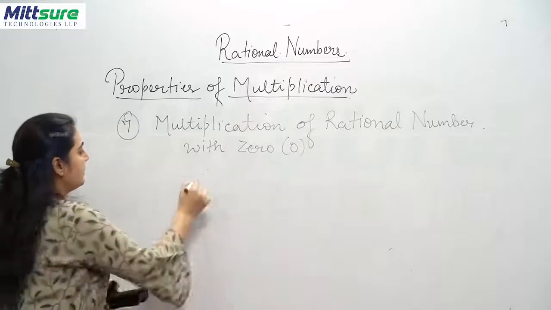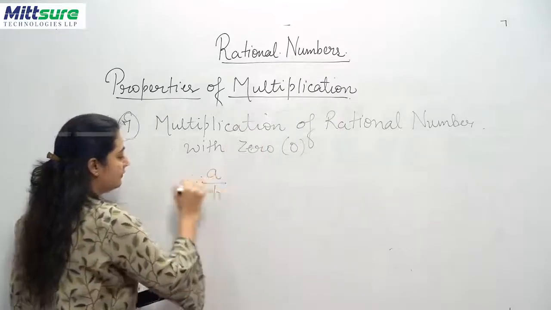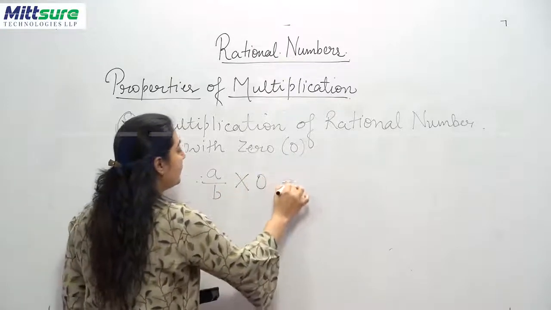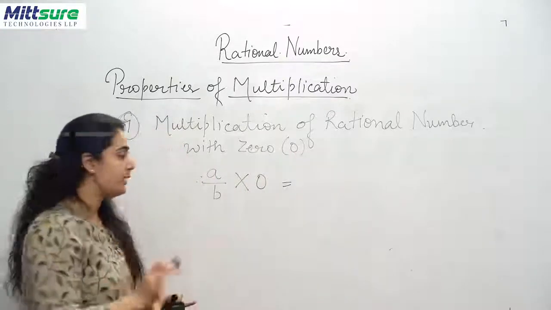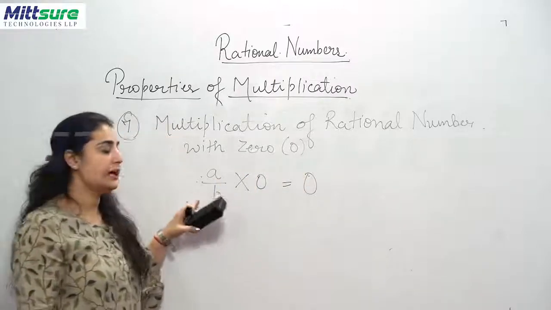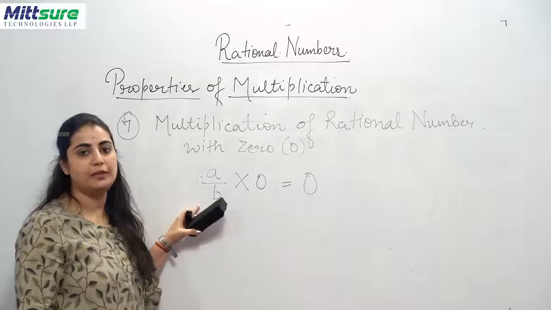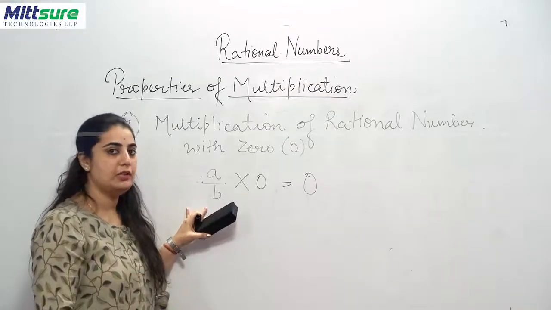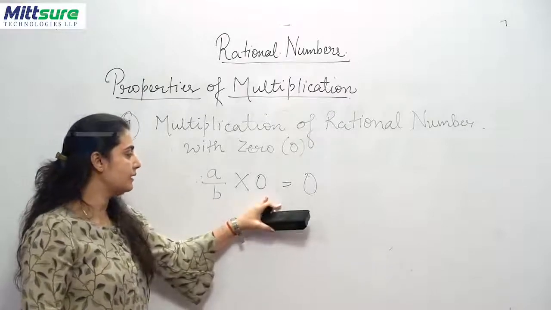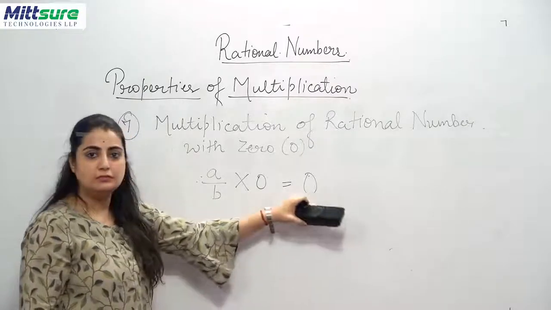Now, in this, if a upon b, that is any rational number, is multiplied by 0, the product always remains 0. No matter whether this rational number is positive or negative, whenever a rational number is multiplied by 0, the product will remain 0.